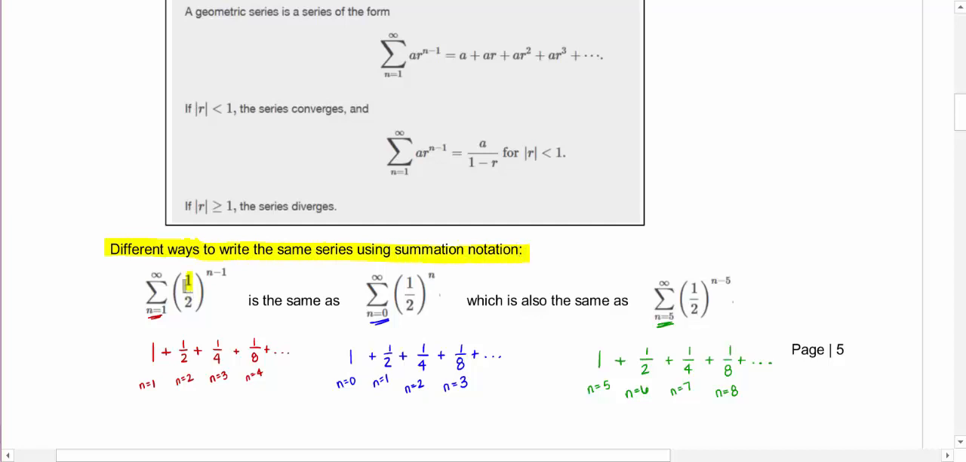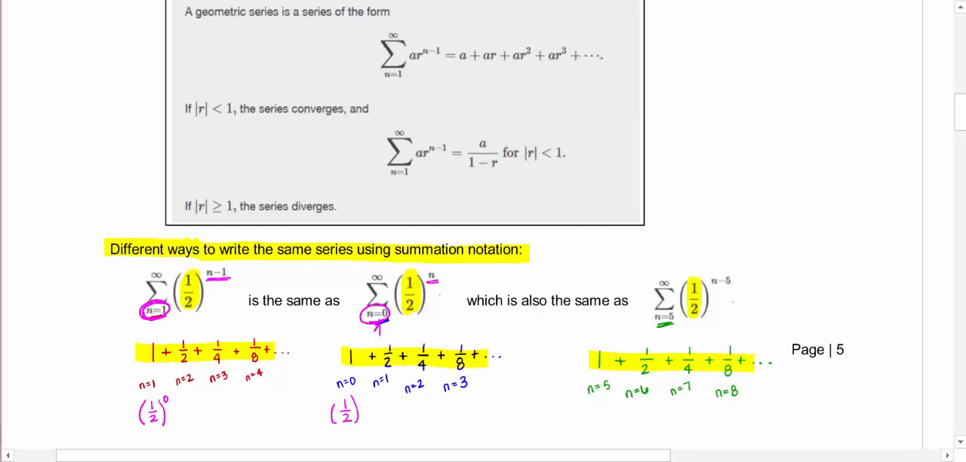So if you'll notice, my base of 1/2 stays the same every time. And what I also want you to notice is when I wrote out the series, I got the same series each time. Now what changes is your starting value for n. So in this first one, we're going to start at n equals 1. So this first term right here is 1/2 to the 0, which is 1. And I continue on. In this middle series here, my starting n is 0. But what you'll notice is it's not to the n minus 1 anymore. Now it's just to the n. So this first term is 1/2 to the n.